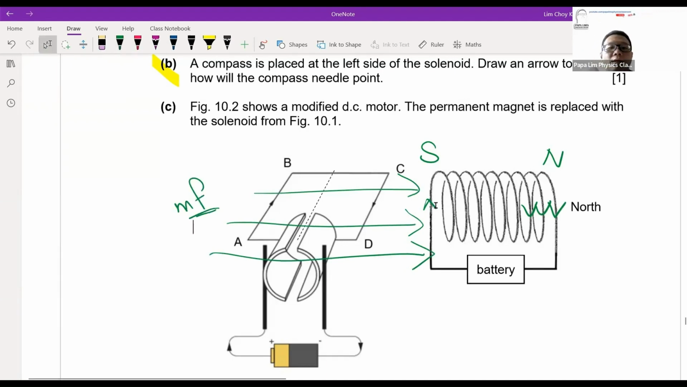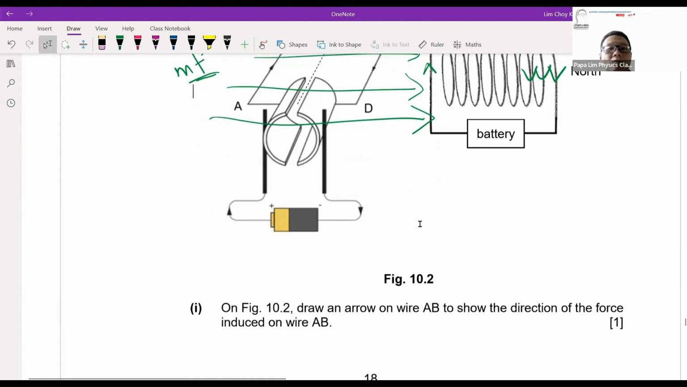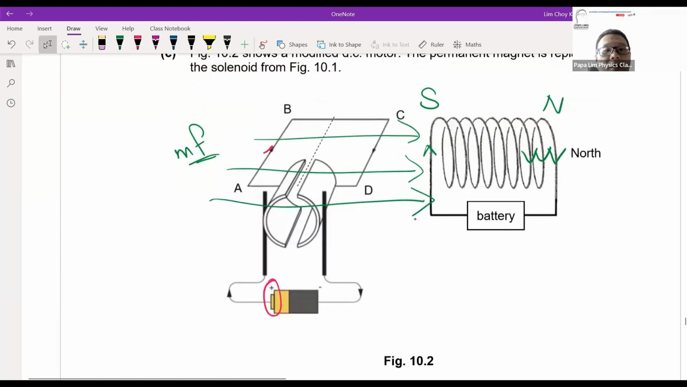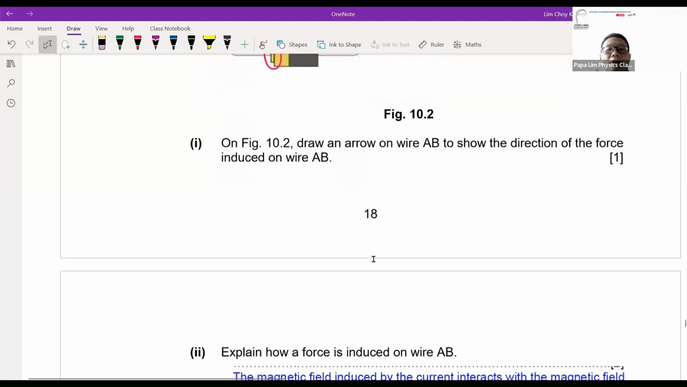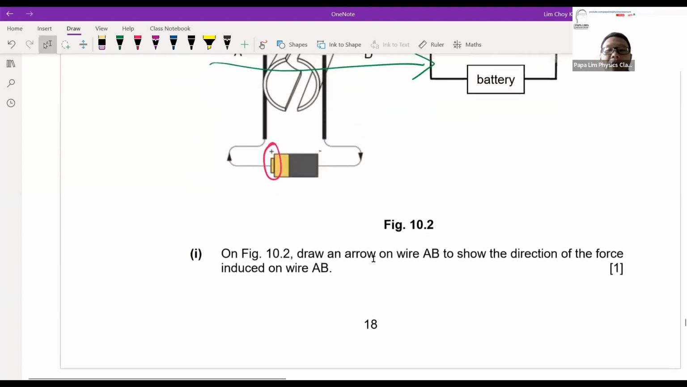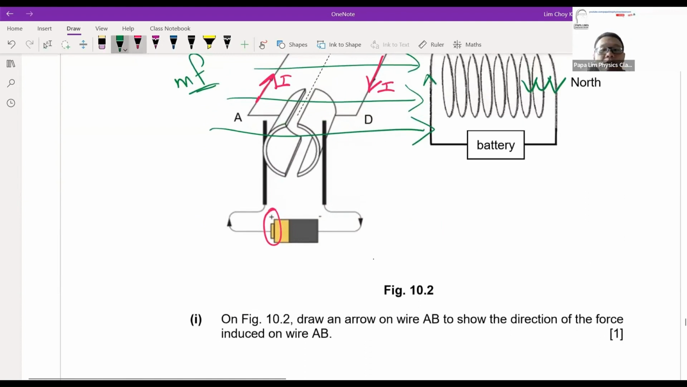Now let's take a look. One important piece of information: this is the positive terminal of the battery, which means my current is going in, and current is going out at CD. Now from here, let's look at the question. The arrow on wire AB shows the direction of force induced. For the direction of force induced, I need to apply Fleming left-hand rule.